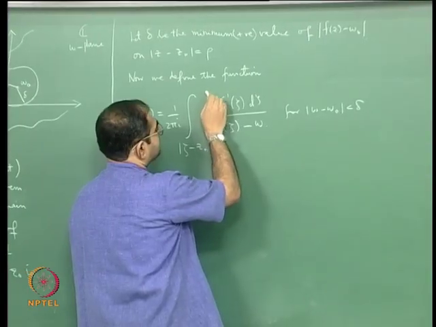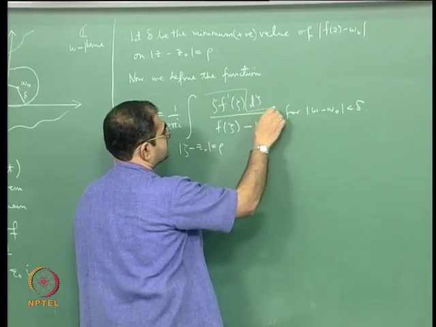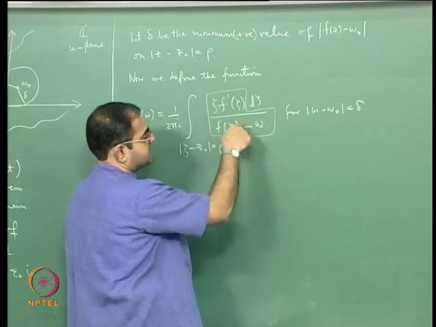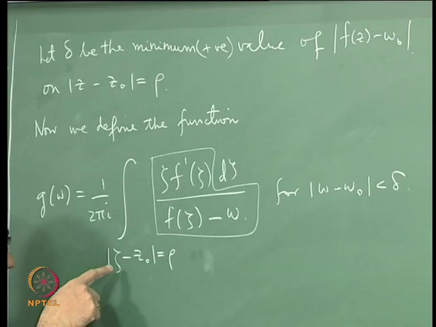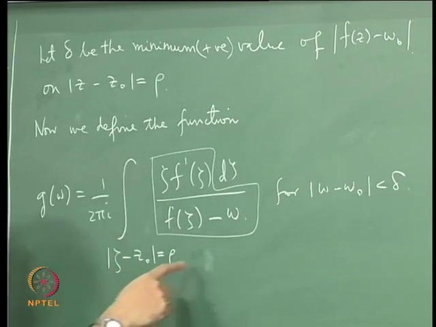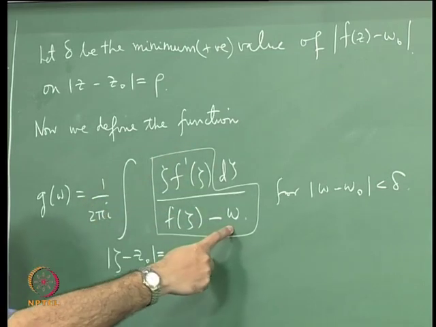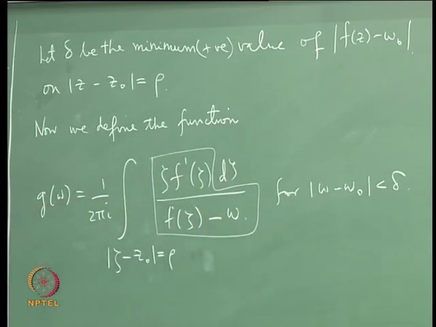the integrand. The integrand of this function is this function, okay. And where is this function considered? It is considered on the boundary circle, alright. Mind you, I am integrating with respect to zeta, and w is not part of the variable of integration. So after I integrate it, I will get something that depends on w, and that is what I am calling g of w, okay.